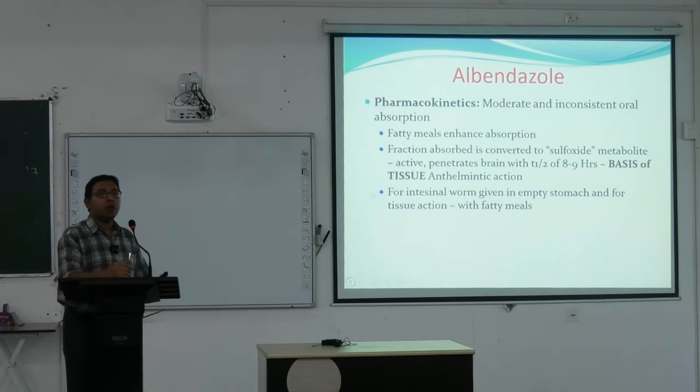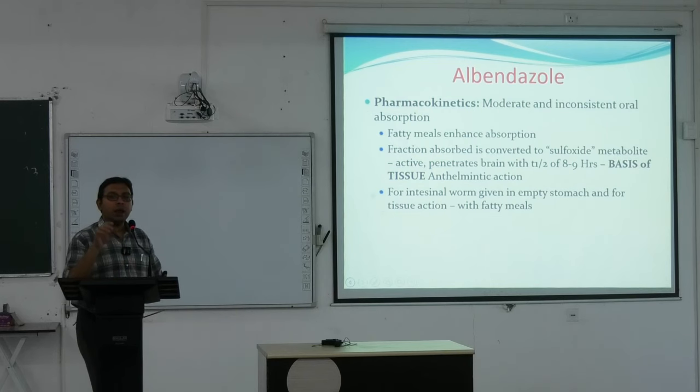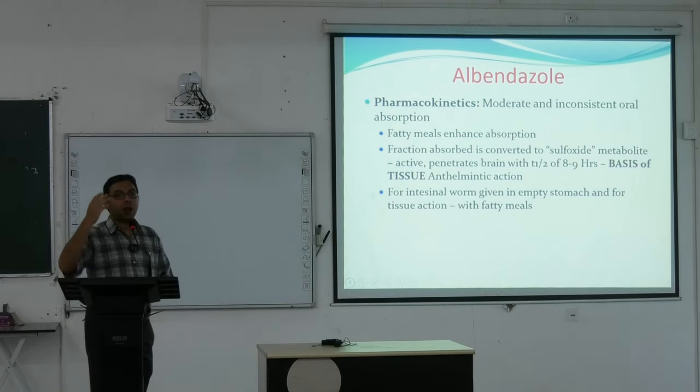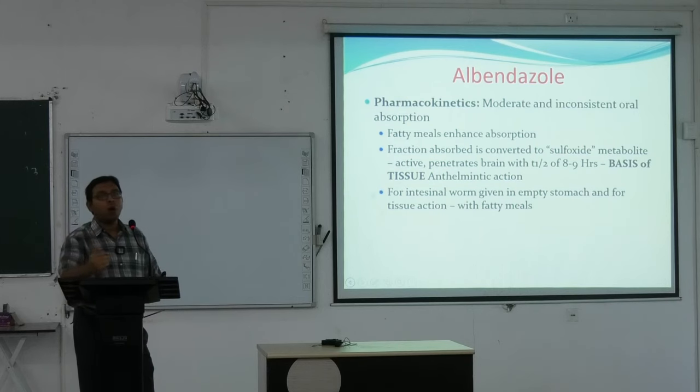So mebendazole usually does not have tissue action. Mainly it acts within the intestinal system and expels the parasite. But albendazole may act within the viscera if there is infestation of the worm within the viscera. For example, it can penetrate the brain. So if there is some infestation within the brain, some ova or some larva, that can be treated with albendazole.